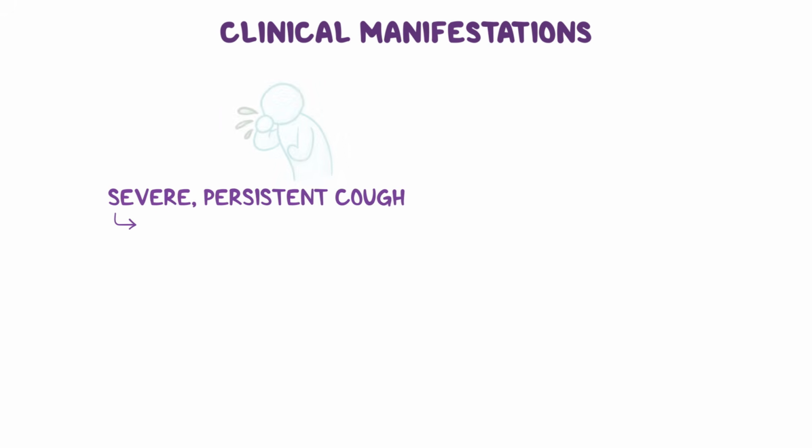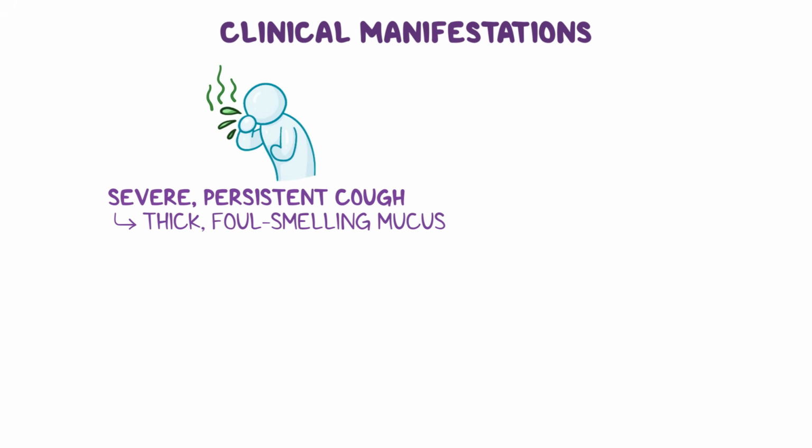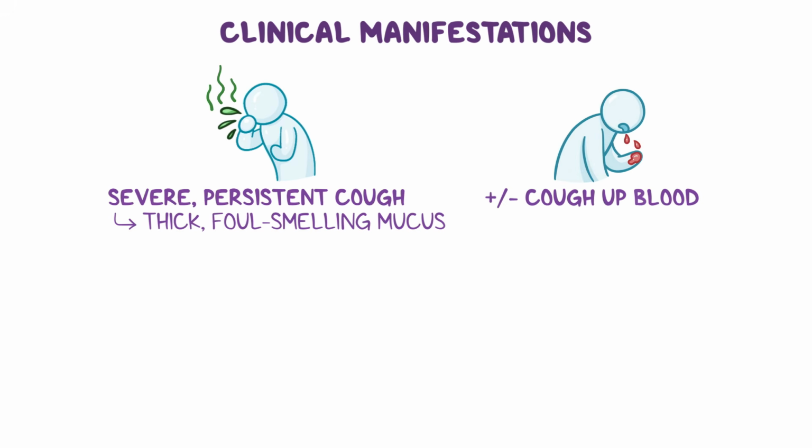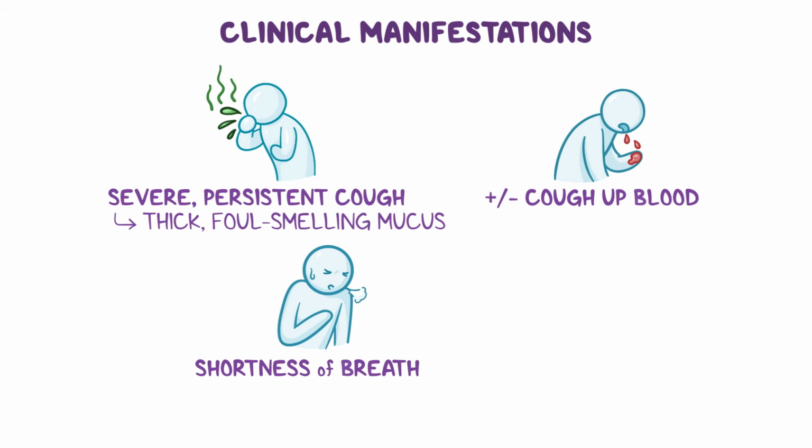Moving on to clinical manifestations, because mucus gets trapped in the lungs and the body is trying to clear it out, these individuals typically report a severe, persistent cough that brings up thick, foul-smelling mucus. Sometimes the inflammation can damage nearby small blood vessels. As a result, the person can cough up blood. Next, the damage to the lung tissue makes gas exchange less effective, lowering oxygen levels in the blood and triggering shortness of breath. In the worst cases, the lung damage is so bad and blood oxygen levels are so extremely low, it results in cyanosis.